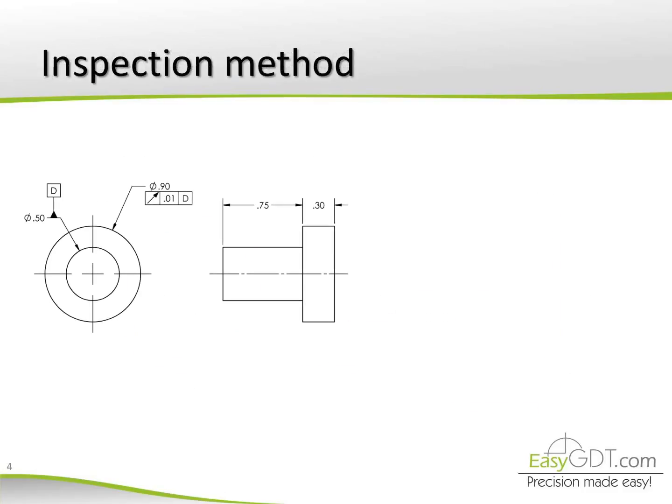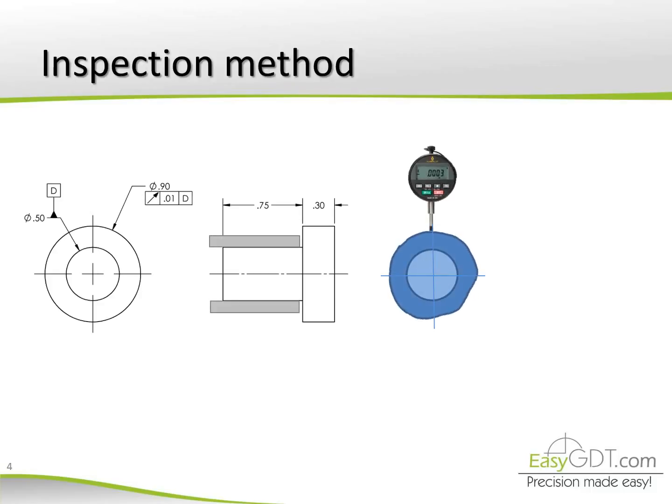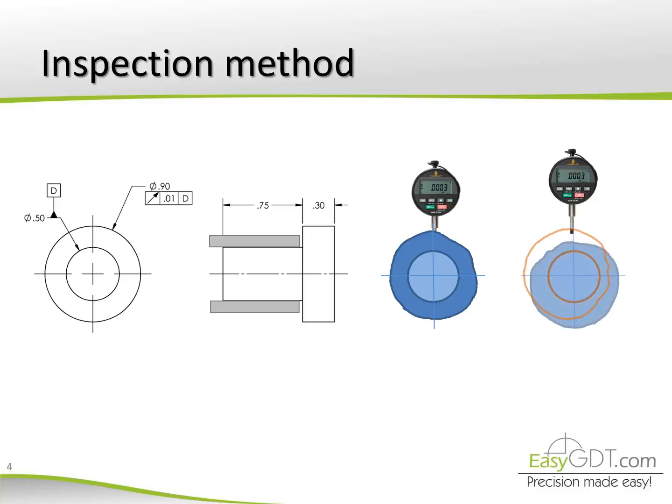One way to inspect the runout is holding the part from the datum feature, then making it rotate 360 degrees and observe the total range of the indicator. It should not exceed the tolerance value. Note that not only the shape of the feature is controlled, but also the location of the axis against the datum. If this is offset, the runout is greater.